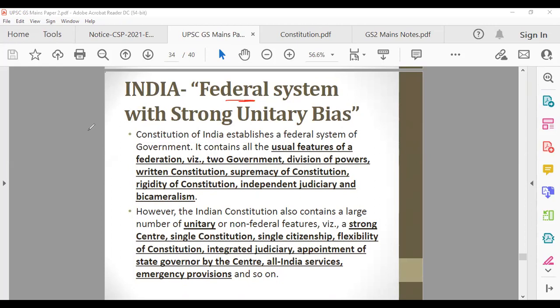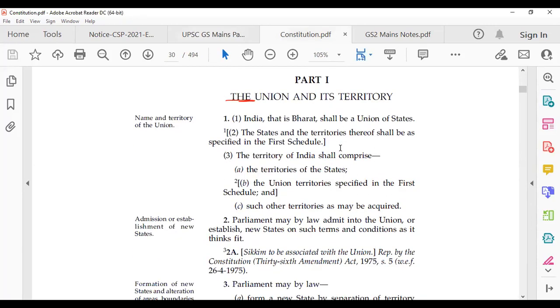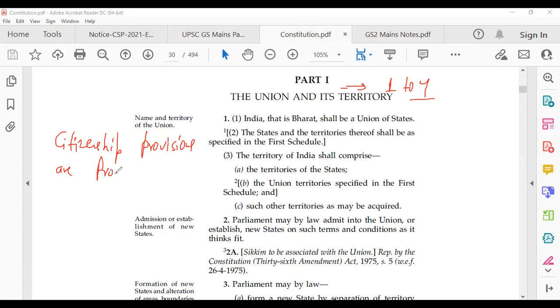Understand one thing. If you see the constitution, Part 1 talks about the Union and its territories, and this is from Article 1 to 4. Sometimes they will even ask this, and I have seen it in UPSC and other PSCs also. They will ask you that citizenship provisions are from Article 4 to 11, 5 to 11, or 6 to 11, so you should be knowing this.